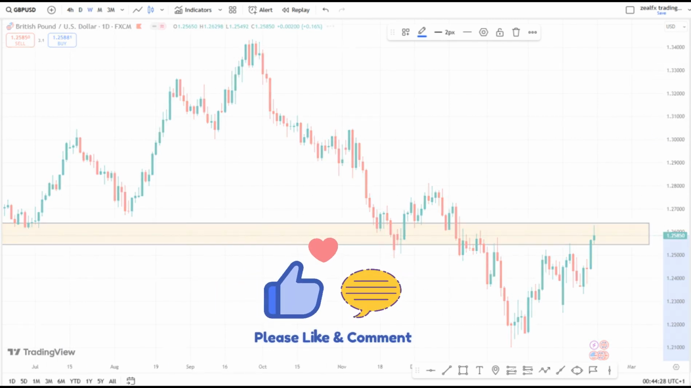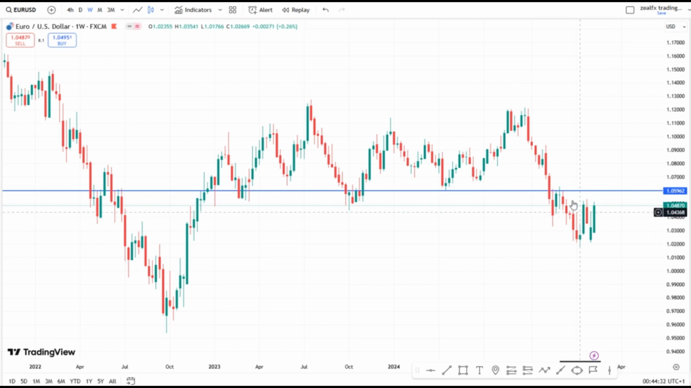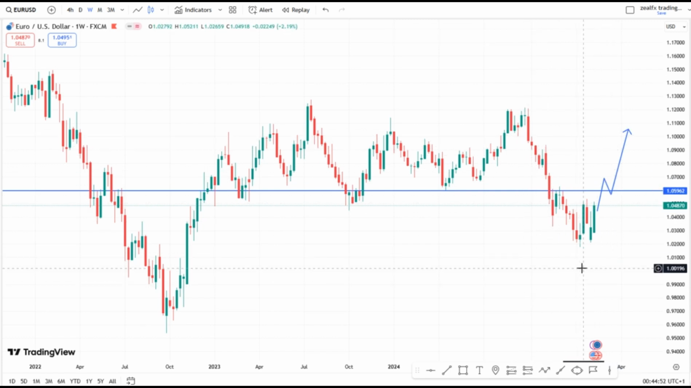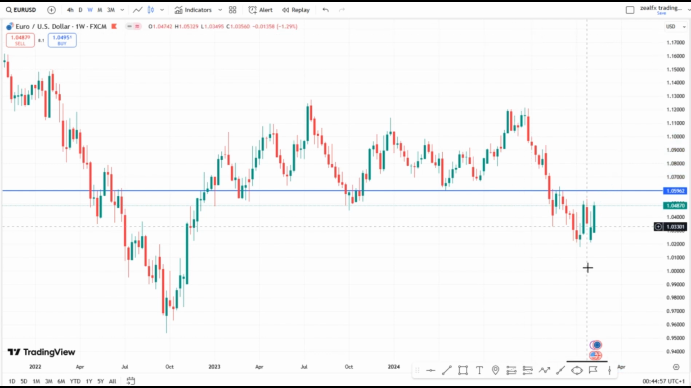So let's look at our next pair, which is the EURUSD. EURUSD on my weekly chart still remains in a downtrend. We have a downtrend structure on the weekly chart. The only way we can look at a buying scenario on the EURUSD is when we see price close above this region. We look at a test before we look at buying continuation. So long as we have this series of lower highs, we still remain in a downtrend on EURUSD.